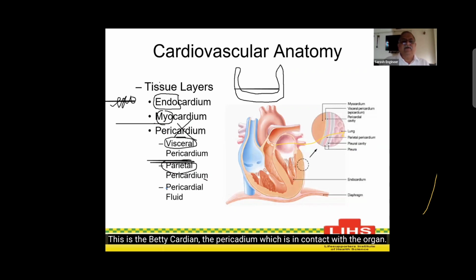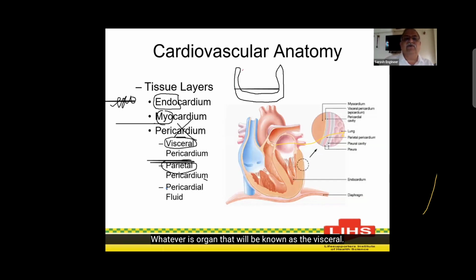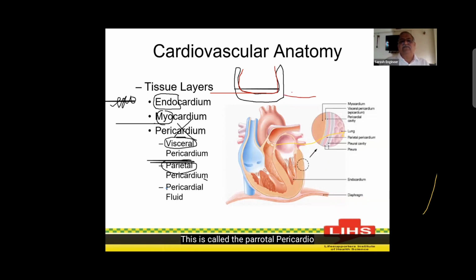This is the pericardium. The pericardium which is in contact with the organ, whatever is the organ, that will be known as the visceral. So since this is in contact with the heart, this one is called the visceral pericardium. And the other one is called the parietal pericardium.